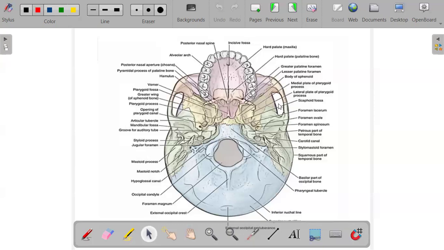which reaches 25% of its adult size at birth and 75% by the age of 4 years. Okay, so that is about the skull of the newborn.